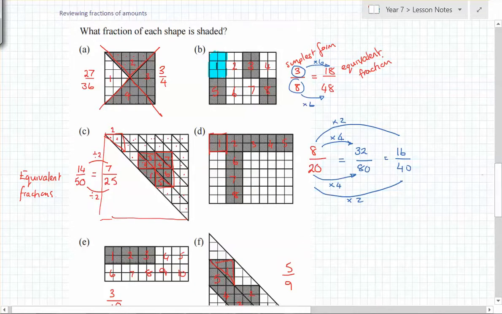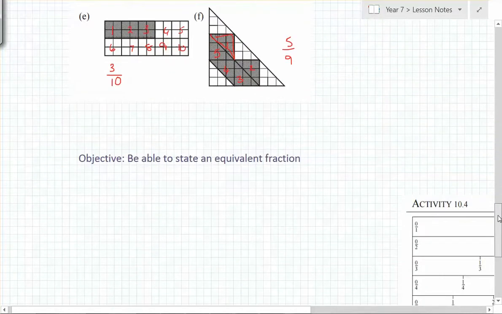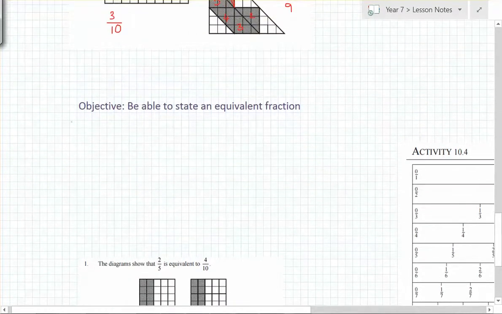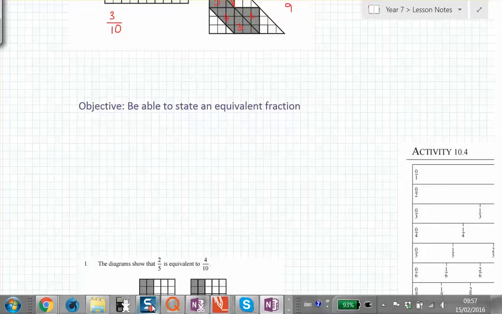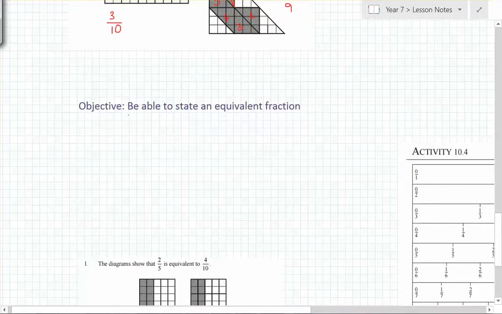Okay, so did you get the idea of equivalent fractions? Yes. So what we're going to do, alright, your objective, can you write this down? Be able to state an equivalent fraction. Right guys, let's just go through this quickly. So we've already been talking on it, but we want to be able to state an equivalent fraction.